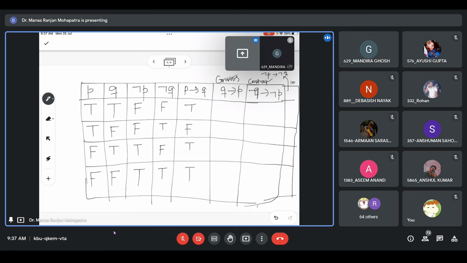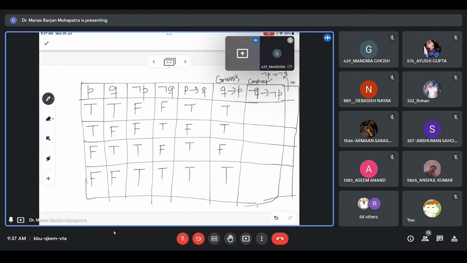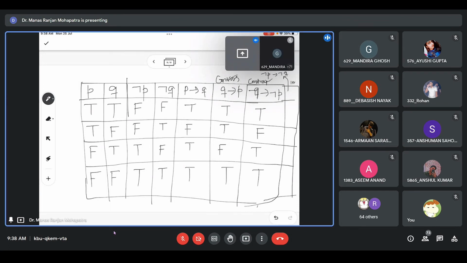Now, what is the converse of this? True, true, false, true. Very good. What is the contrapositive? True, false, true, true. The contrapositive is negation Q implies negation P. First it is true, and this one will be false, this one will be true, and true, true. So when you find this contrapositive, you need to look at these two columns because it involves the negation of P and negation of Q.